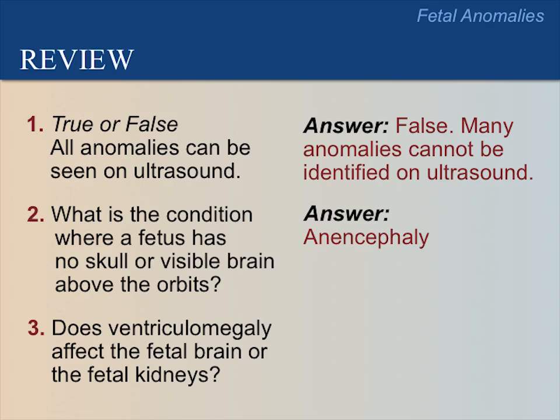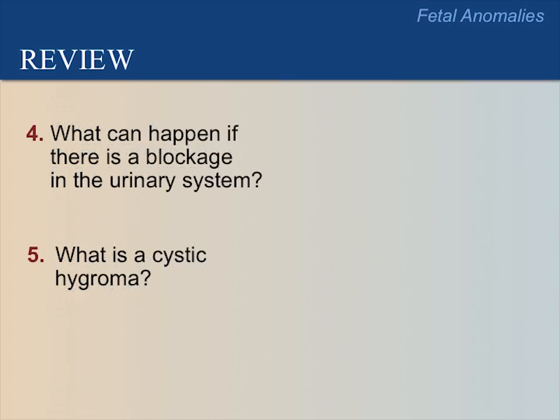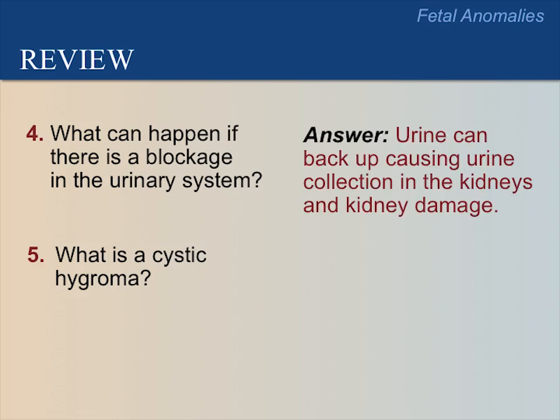Does ventriculomegaly affect the fetal brain or the fetal kidneys? The answer is the fetal brain. What can happen if there is a blockage in the urinary system? The answer is that urine can back up, causing a urine collection in the kidneys and kidney damage. This is called hydronephrosis.